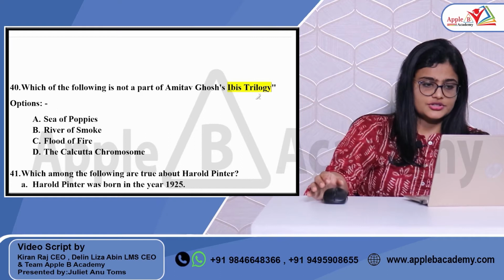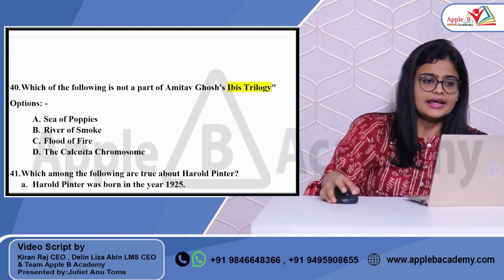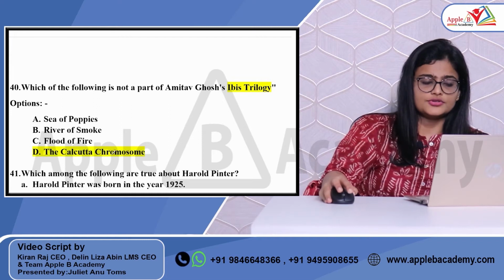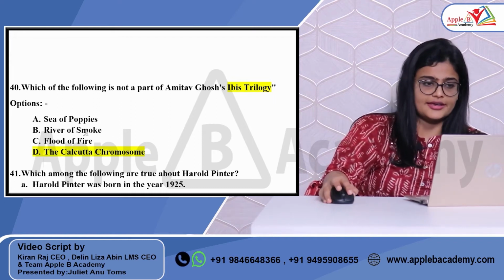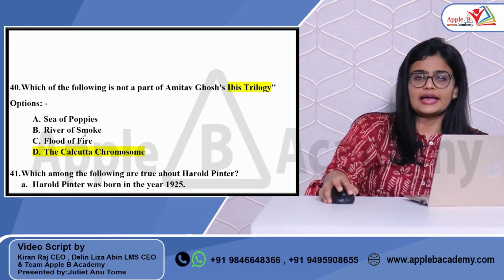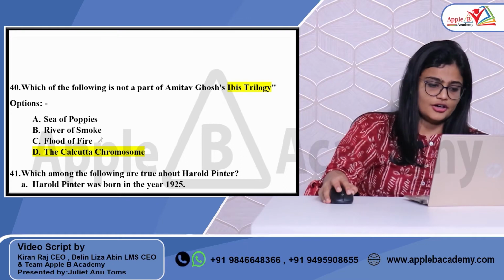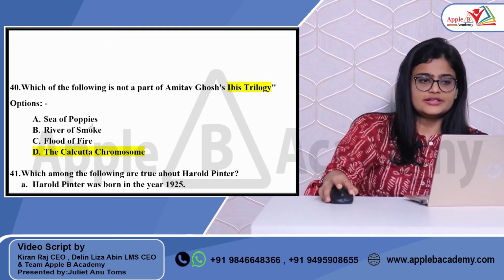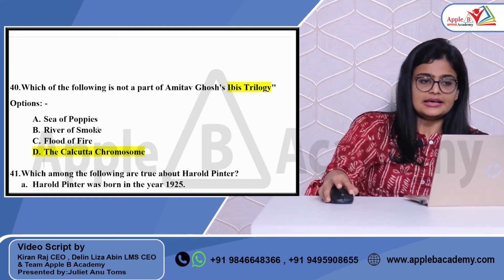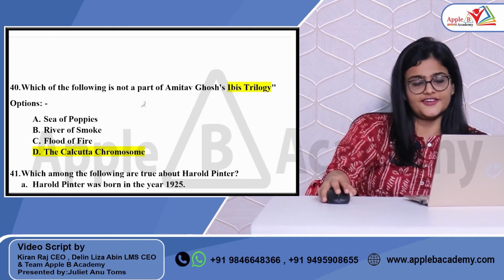All the options given here are written by Amitav Ghosh, but apart from The Calcutta Chromosome, the rest of the 3 works constitute the Ibis trilogy: Sea of Poppies, River of Smoke, and Flood of Fire. So the correct answer is option D. The Ibis trilogy is historical fiction. These are the novels: Sea of Poppies 2008, River of Smoke 2011, and Flood of Fire 2015.